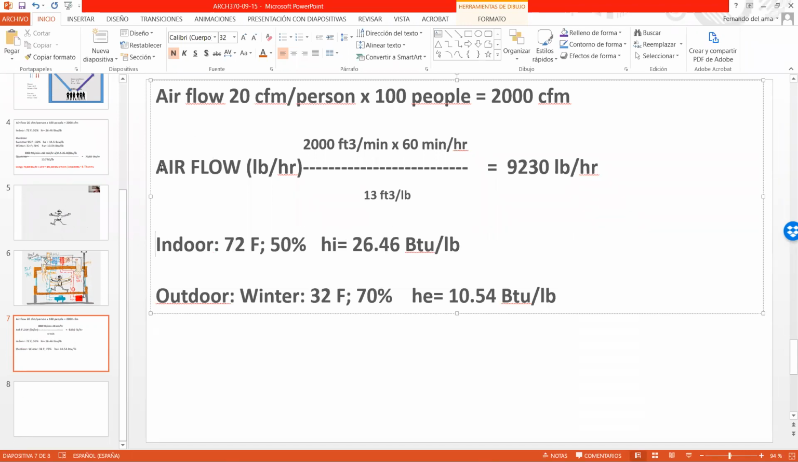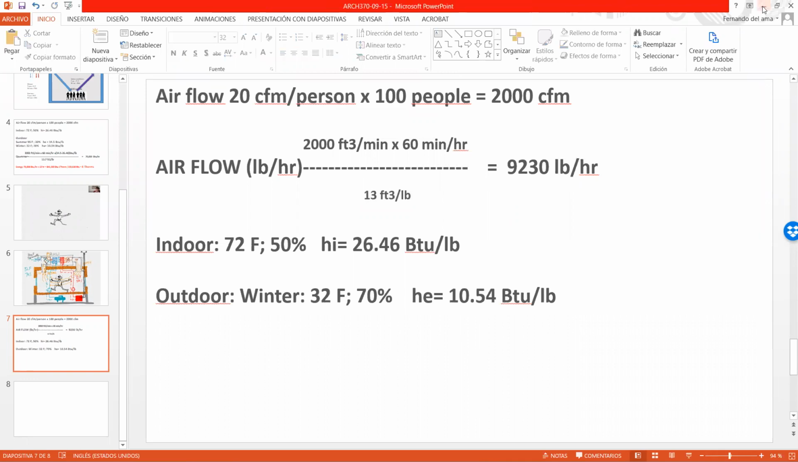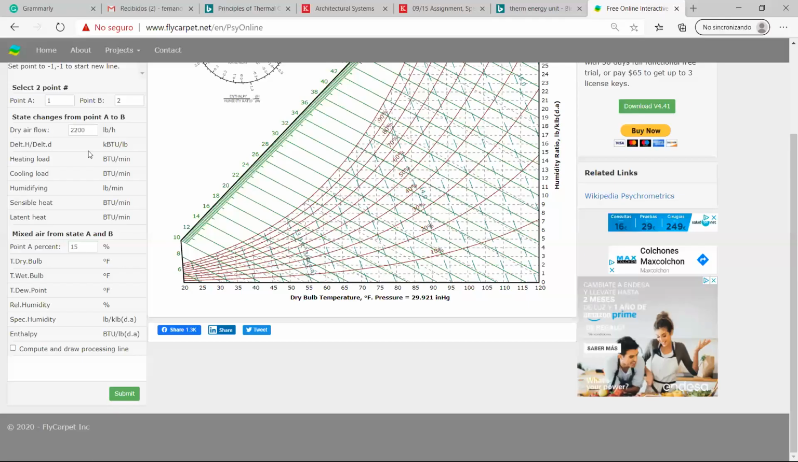Okay, so this is the airflow. We made the calculations with 2,000 before by hand, but now we are using the chart, and the chart needs pounds per hour. So again, we have all data here. This is the CFM, cubic feet per minute. We need hours and we need pounds. So by using this specific volume, we can have here pounds per hour. So now we go to the chart again. And here I type in the airflow, 9,230 pounds per hour. And that's it.